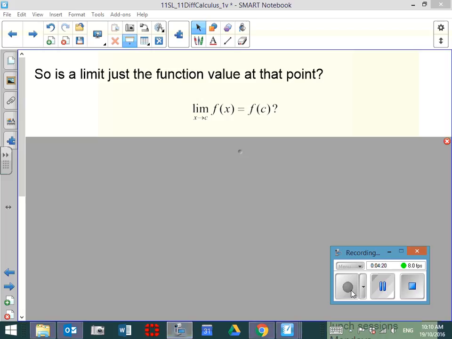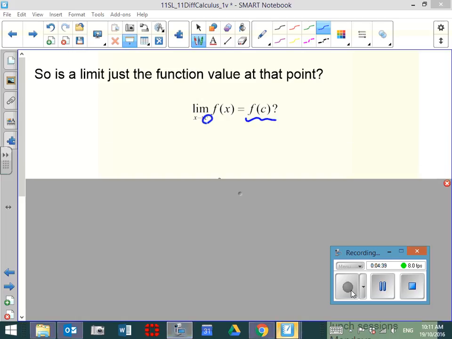So here's an example of what I meant. Is a limit just the function value at that point? Is it just the corresponding y value? Will that always happen? For example, if x is approaching some value c, could I just substitute c in and get the y value corresponding when x is c? Let's see if that actually happens.